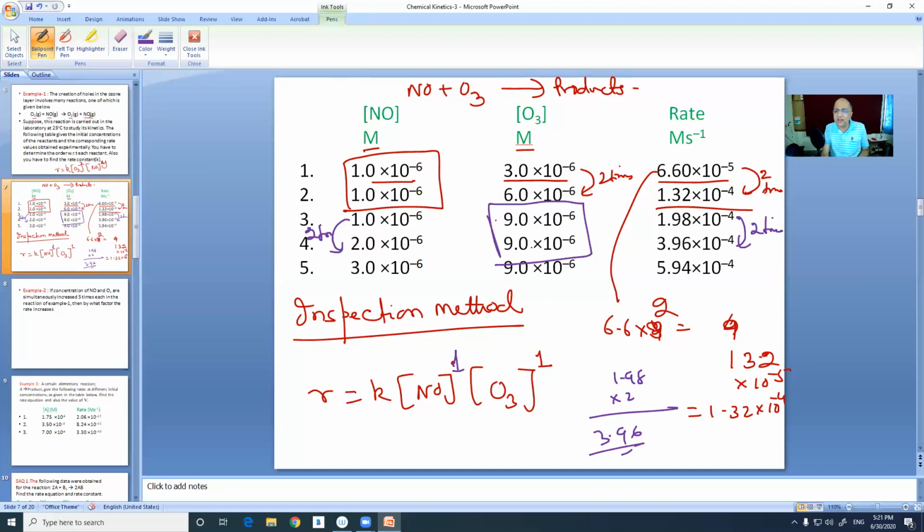We may not look at the other data. For example, we want to verify the other data. Now see, compare between the third data and the fifth data, where the other concentration is constant. When the concentration has increased by 3 times, the rate also has increased by 3 times. You multiply by 3, exactly it will be 5.94 into 10 to the power minus 4. There will be some experimental error that you will be rounding off. It seems as if it has been manipulated.